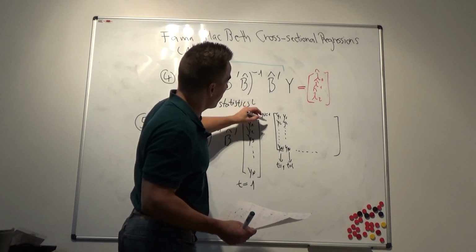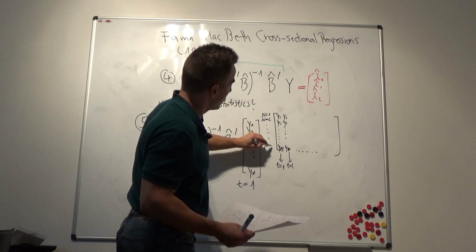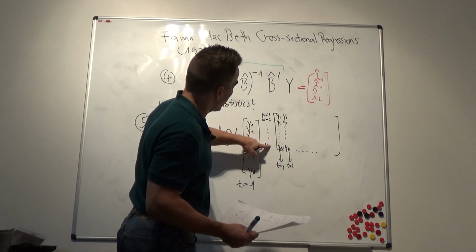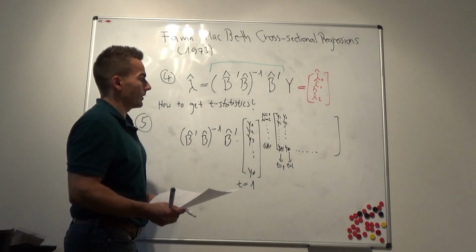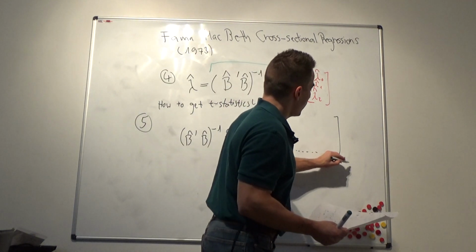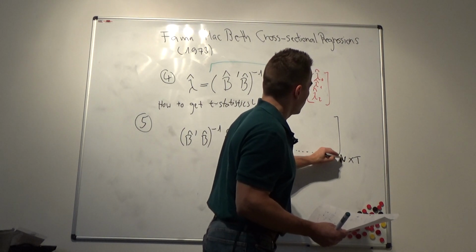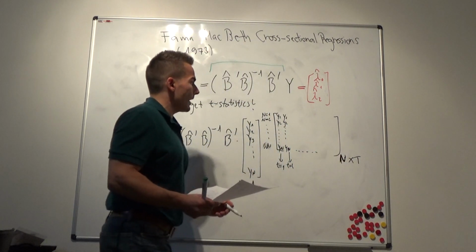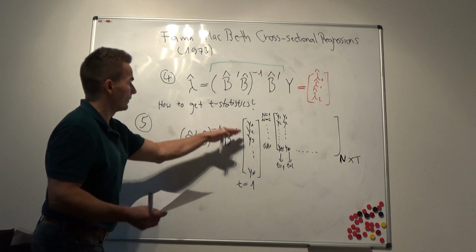So n is 1, n is 2, until the last entry where we have capital N. So this matrix here is an N by T matrix. So our data matrix is N by T. So we just have to grab the first column and multiply it with this expression here.